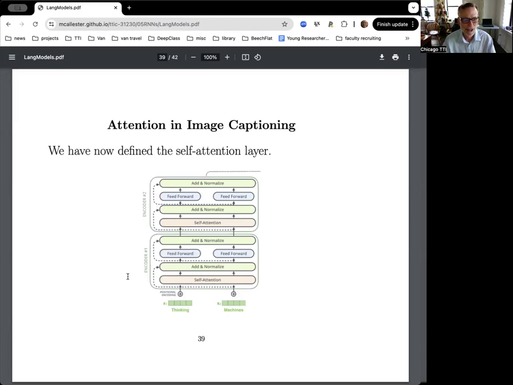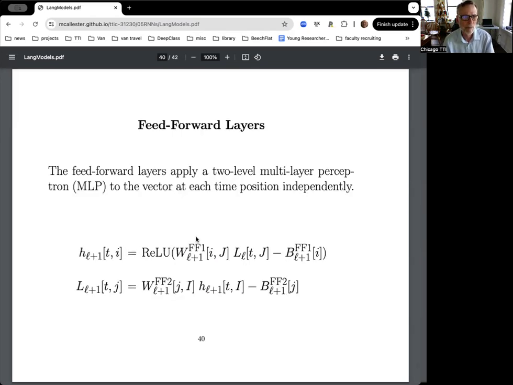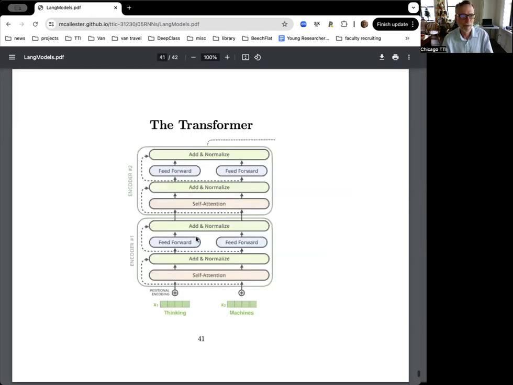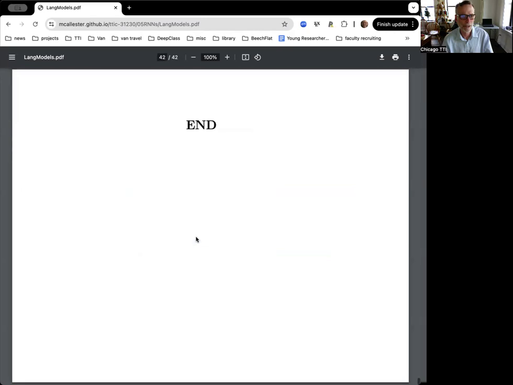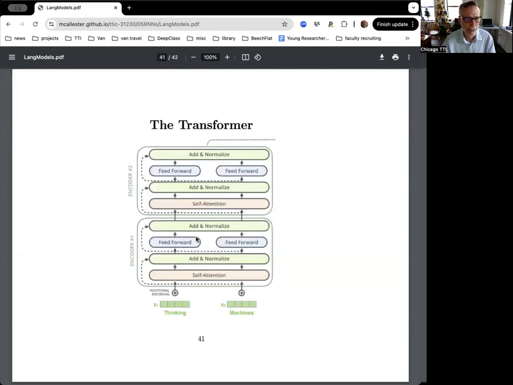So we've now defined the self-attention layer. This is just the add and normalize. This is the feed forward. And now we've defined the entire transformer. Now there are some things I haven't mentioned. I'm going to skip over the feed forward layers. So that's the end. There are some things I haven't mentioned, and that is, I talked about encoder-decoder models. An encoder-decoder model is used in machine translation.